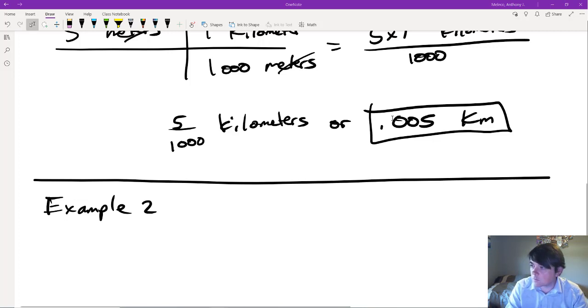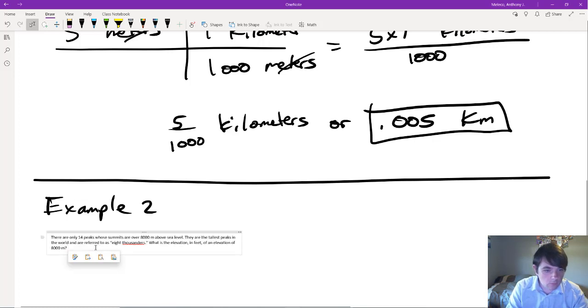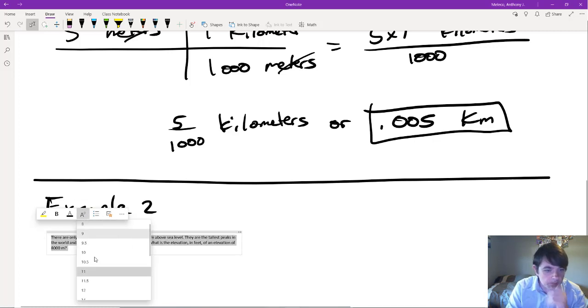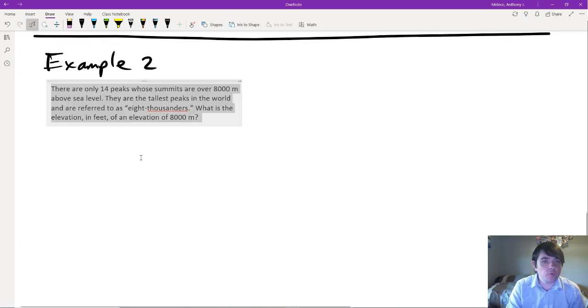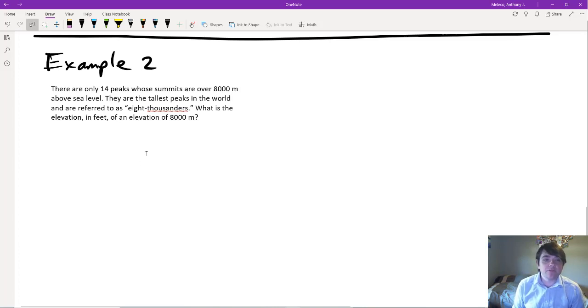So here we go. Let's go ahead and make this bigger again. You can actually read it. So there are only 14 peaks whose summits are over 8,000 meters above sea level. They are the tallest peaks in the world and are referred to as 8,000ers. What is the elevation in feet of an elevation of 8,000 meters?